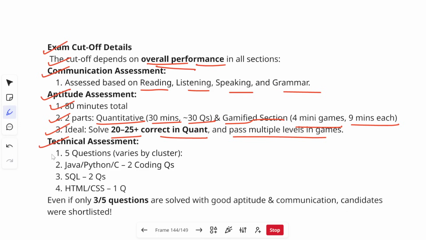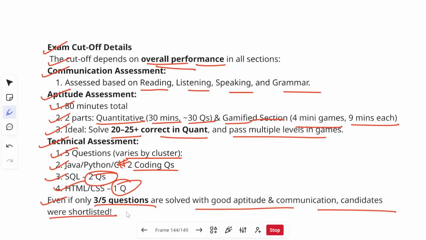Talking about technical assessments, there were 5 questions, which varied according to your cluster. If you have selected for Java, Python or C#, whatever, according to your cluster, you have got 2 coding questions, then 2 SQL questions, which were query based, and then HTML, CSS, 1 question. So even if only 3 or 5 questions are solved with good aptitude and communication, candidates were shortlisted. So this is the same expectation this time also. I hope cutoff is now clear.